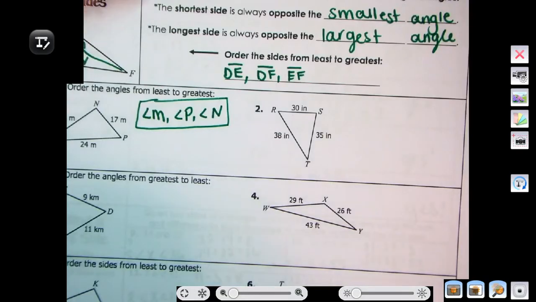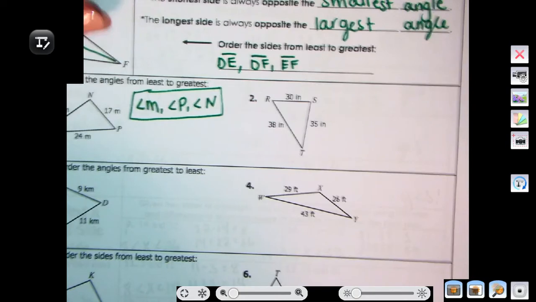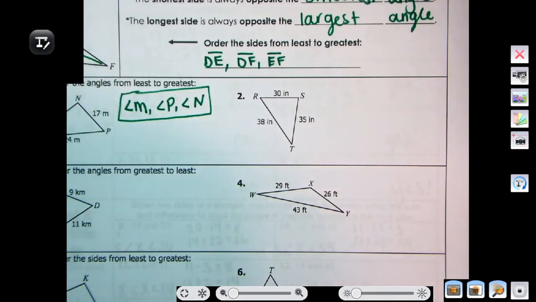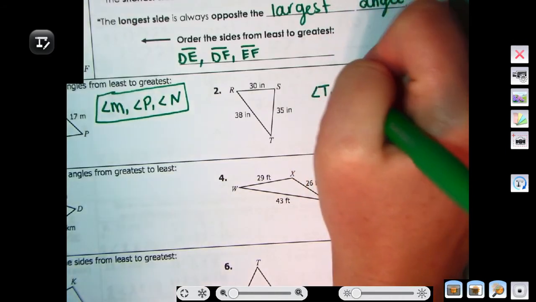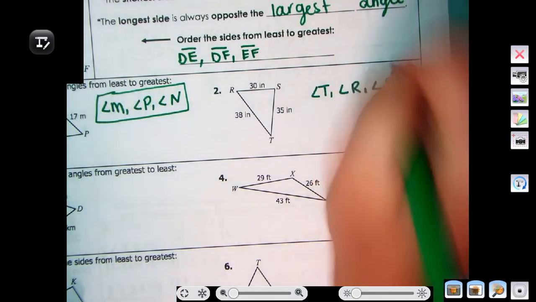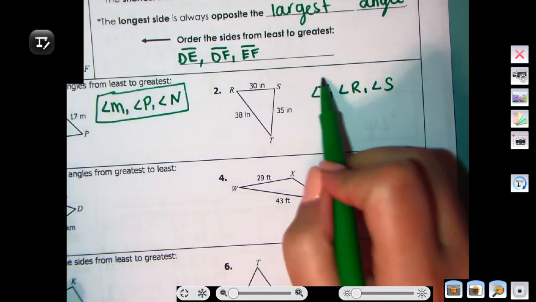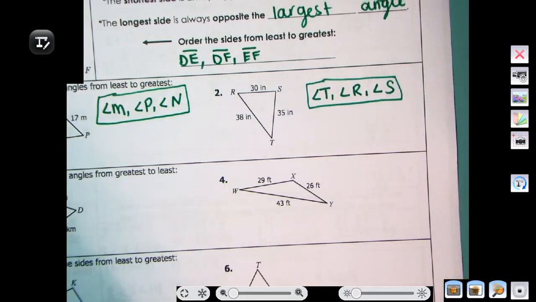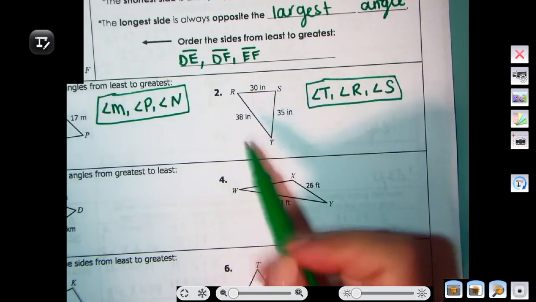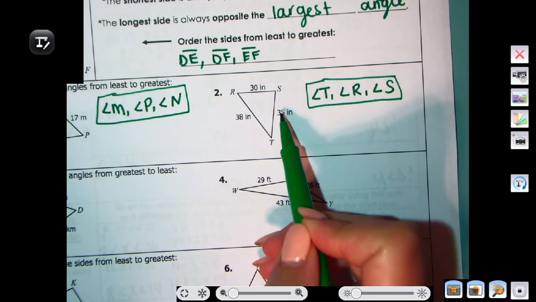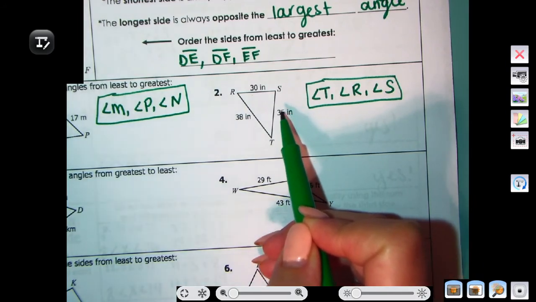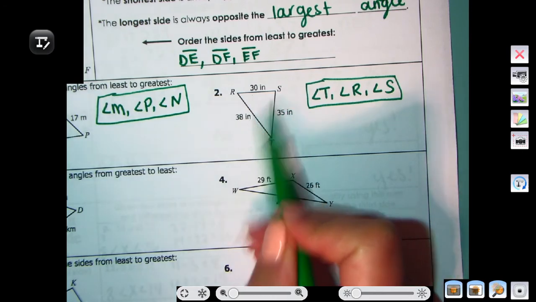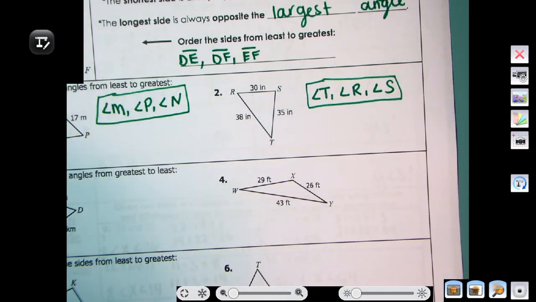So go ahead and try to order number 2 on your own. Pause and just try number 2 real quick. And then that's the order you should have gotten. So angle T, across from 30, the smallest, then 35, across from angle R, and then 38 across from angle S.